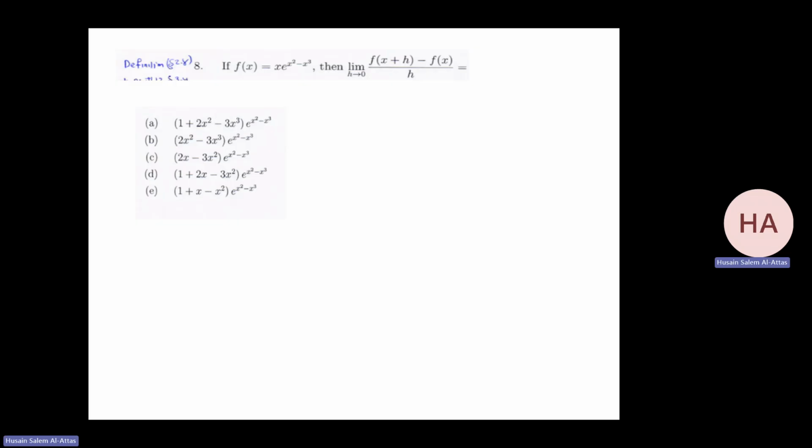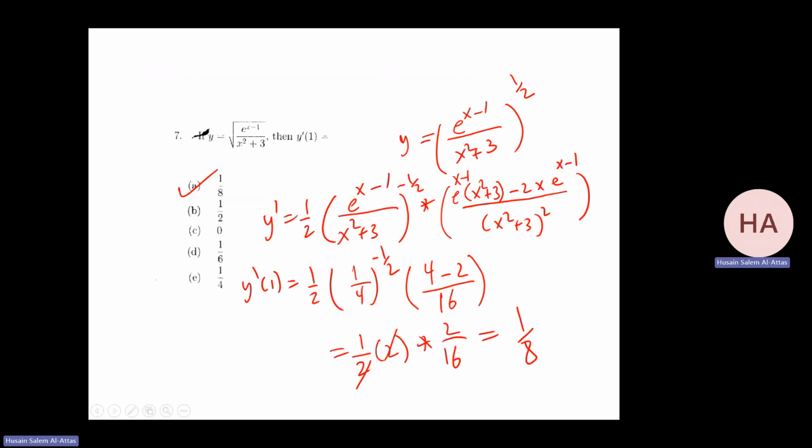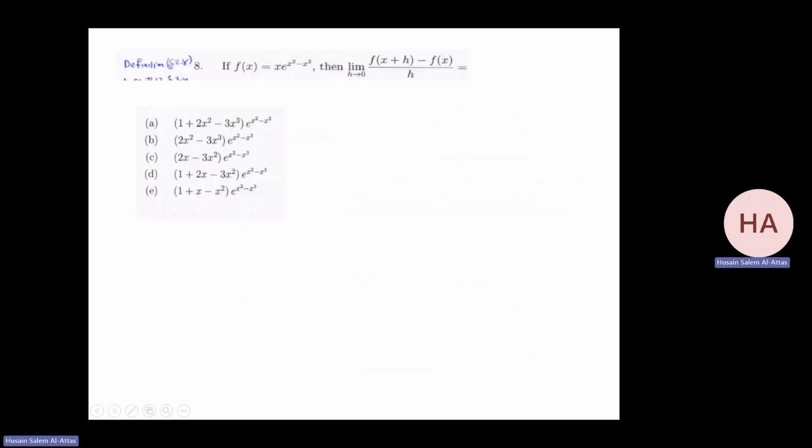We start. That was the last one we did. We do more problems. We want the limit of f of x plus h minus f of x over h, as h goes to zero, which is f prime. If you look at the function, this is my function. Well, I need the product rule and I need the chain rule.